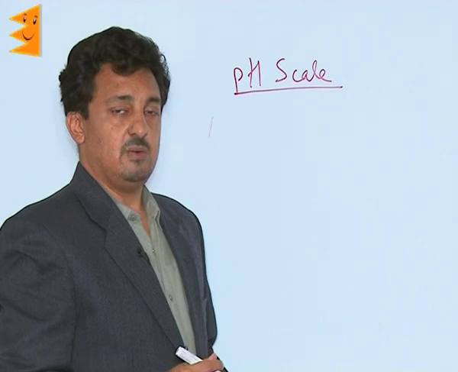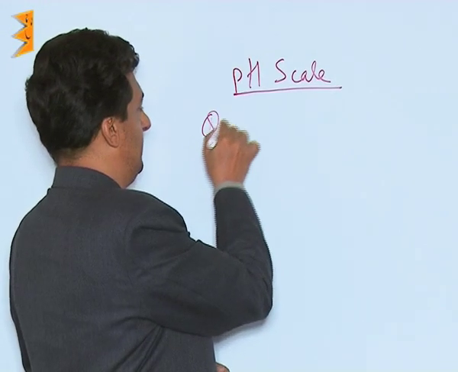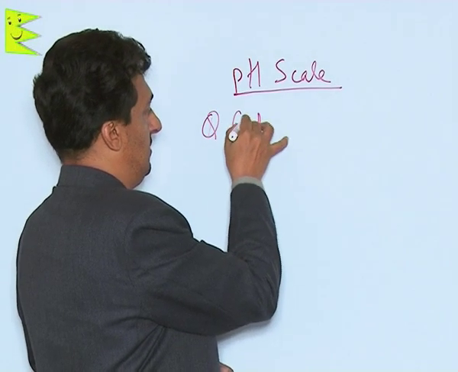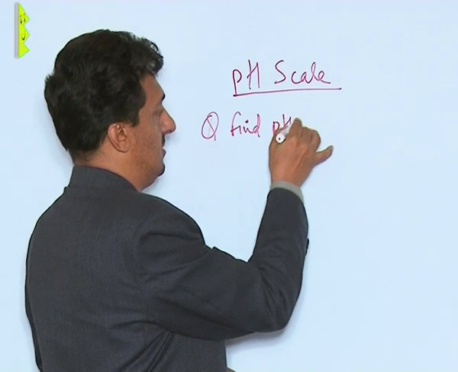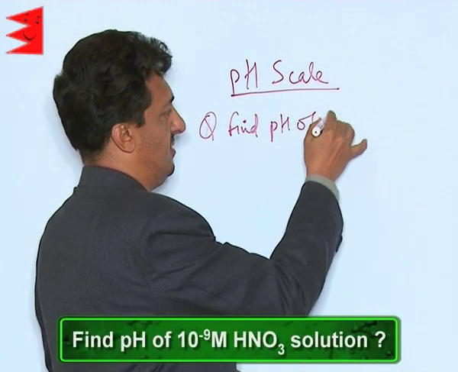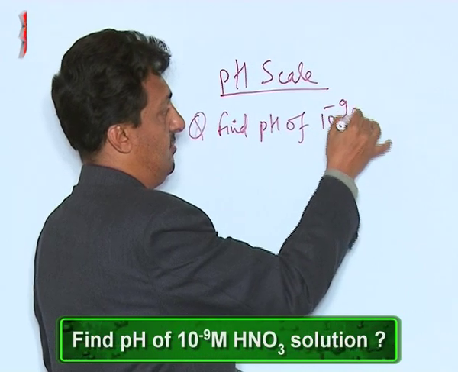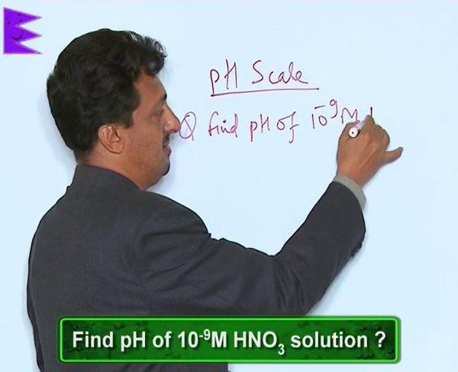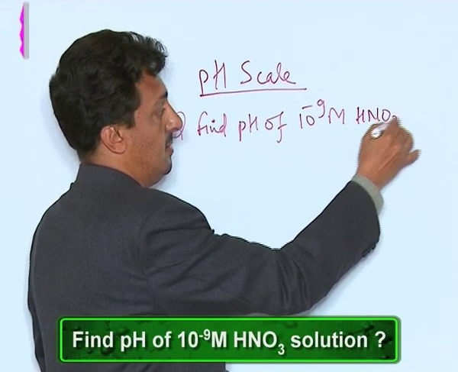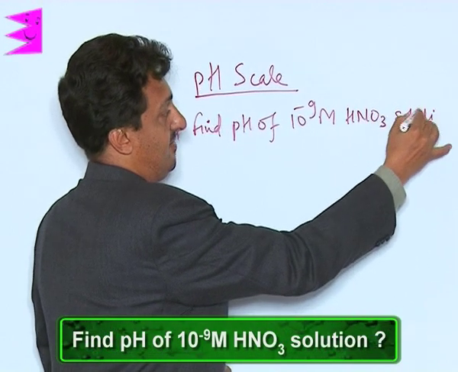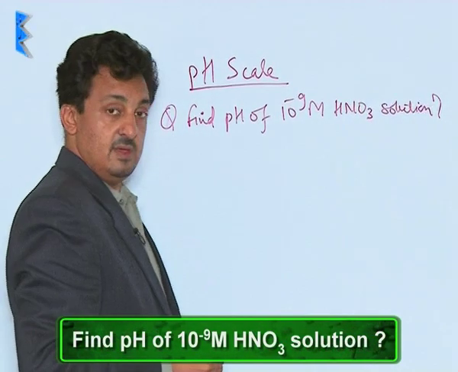Let us take one more example. Find the pH of 10 to the power minus 9 molar nitric acid solution.